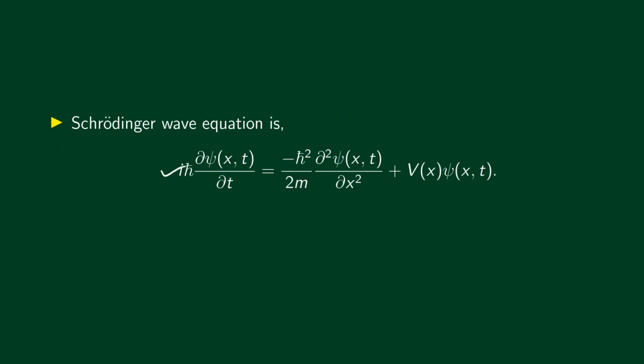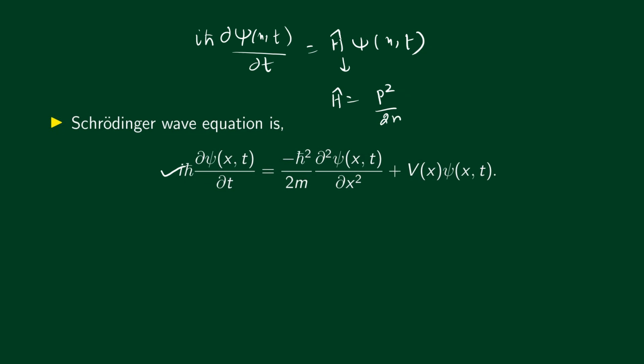Now, here is the Schrodinger wave equation. It has this form: i h bar partial derivative of the wave function with respect to time is equal to H psi of x comma t. Let's work in one dimension, so we don't write vectors. Now we write the Hamiltonian as H equals p squared divided by 2m plus V of x. So this is the Hamiltonian operator.